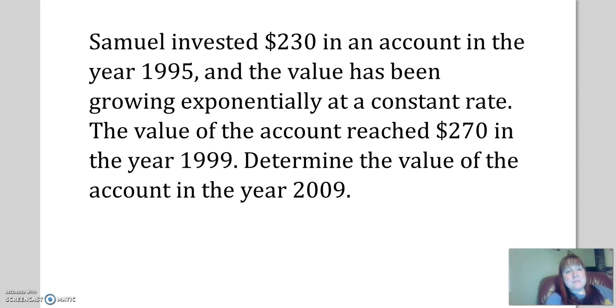So this guy named Samuel invested $230 in an account in 1995. It grew exponentially and reached $270 in 1999. Determine the value of the account in the year 2009. So the super important thing here is that it grew exponentially. Lots of people, when we saw this question today, wanted to just say, oh, well, it grew $40 in 4 years, that means it grows $10 a year. And they were screaming the answer, like, it's 370.